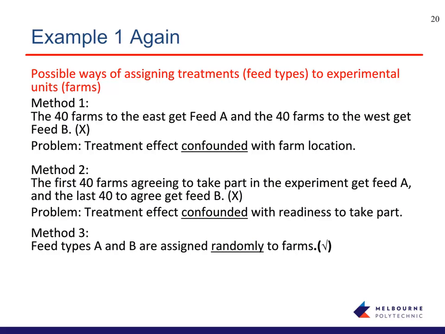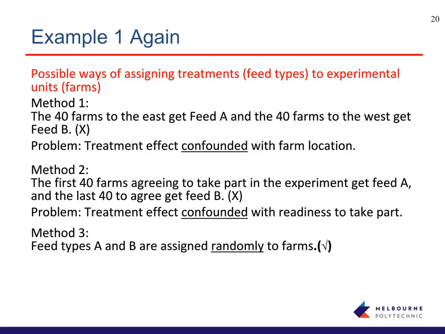Another classic way is that the first 40 farms that agree to take part in the experiment get the first feed, and the next 40 participants, generally the more recalcitrant ones, get feed B. Therefore, our experiment is now confounded due to the readiness to take part. So those first 40 farmers may be the most enthusiastic ones, they may be the most careful around the farm, so their animals may be treated better to start with, and they may have a greater growth rate because of that.